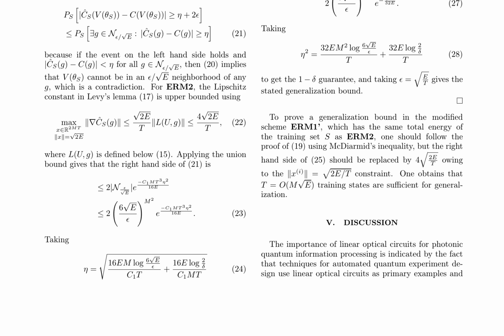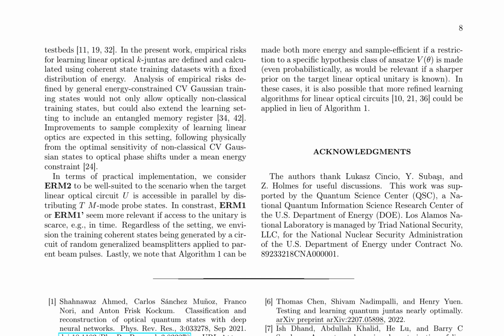They emphasize the importance of linear optical circuits for photonic quantum information processing and note that automated quantum experiment design techniques often use linear optical circuits as primary examples. The development of a novel algorithm for learning linear optical circuits is presented, focusing on optical K-juntas, a class of circuits characterized by entangling at most K pairs of modes. Two empirical risk minimization algorithms, ERM1 and ERM2, are introduced to calculate the risk of learning these circuits using coherent state training datasets with a fixed energy distribution.